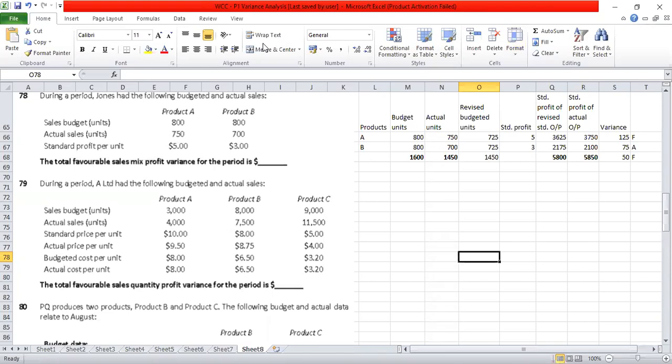What are we to find out? The question says that to find out the total favorable sales quantity profit variance for the period. Normally, how do we calculate the quantity variance? The difference in the quantities, the actual quantity, the standard quantity, applicable at the price.